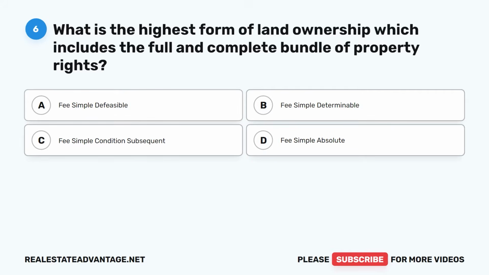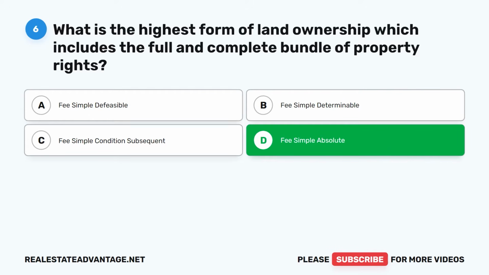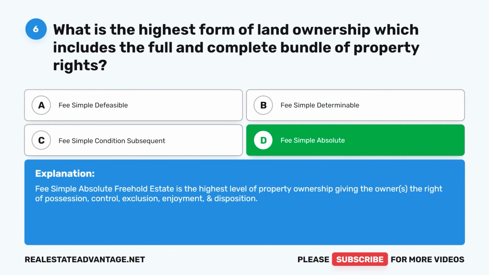Question 6. What is the highest form of land ownership which includes the full and complete bundle of property rights? A. Fee simple defeasible. B. Fee simple determinable. C. Fee simple condition subsequent. D. Fee simple absolute. The correct answer is D. Fee simple absolute. Fee simple absolute, a freehold estate, is the highest level of property ownership, giving the owners the right of possession, control, exclusion, enjoyment, and disposition.